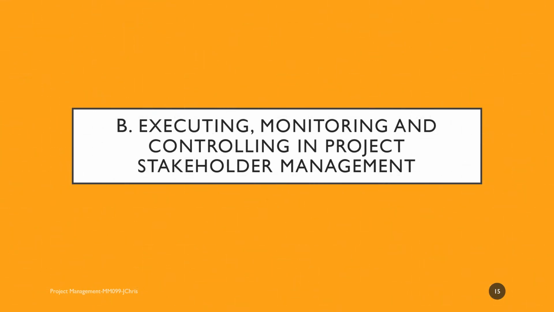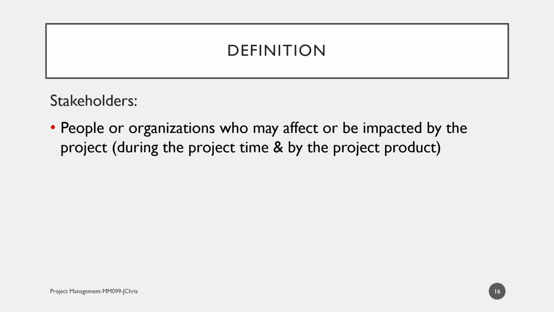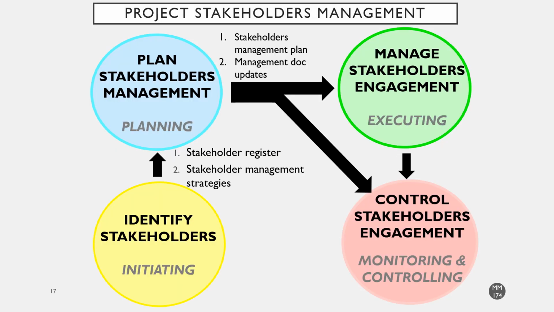The second part is executing, monitoring, and controlling in project stakeholder management. The definition of stakeholder is people or organizations who may affect or be impacted by the project during the project time and by the project product. You can see in this graph of project stakeholder management, it starts in the initiating group phase, which is identify stakeholder, which outputs stakeholder register and stakeholder management strategies.